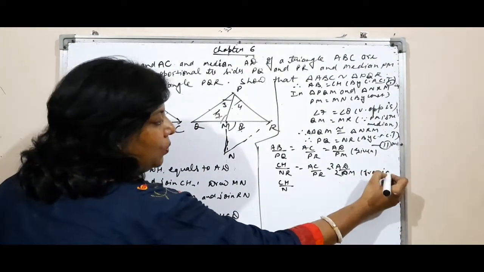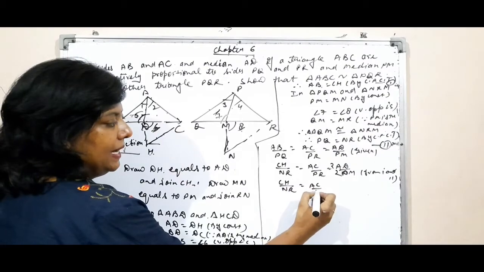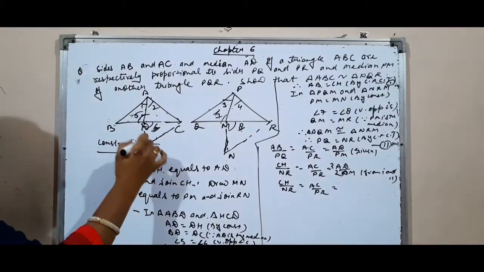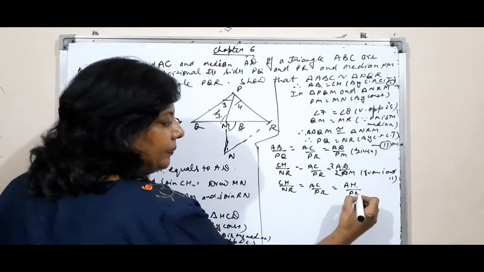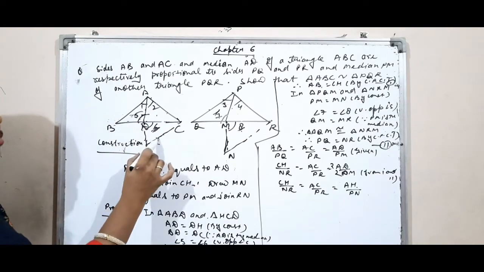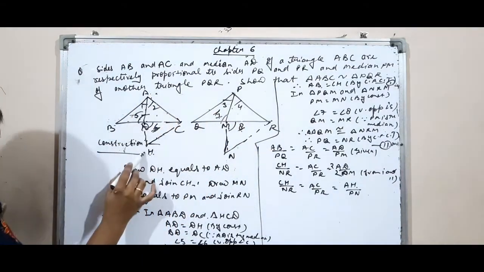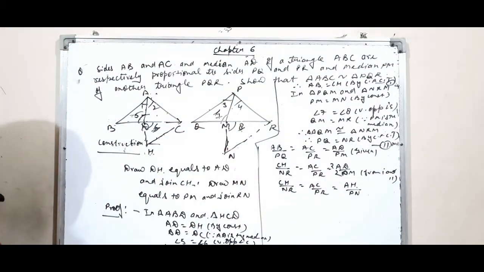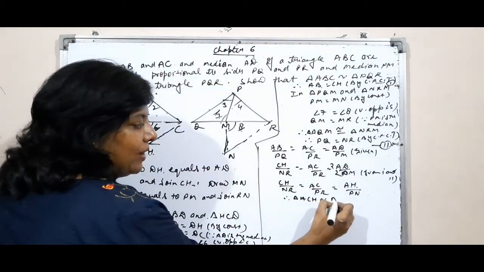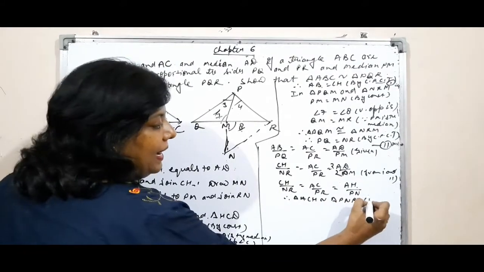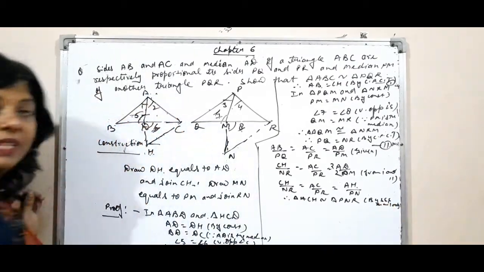from 1 and 2 you can write CH upon NR equals to AC upon PR. Twice of AD is equals to AH. Twice of PM equals to PN. देखो CH upon NR, AC upon PR, AH upon PN. It means the triangle ACH is similar to triangle PNR by SSS similarity. These two triangles are similar.